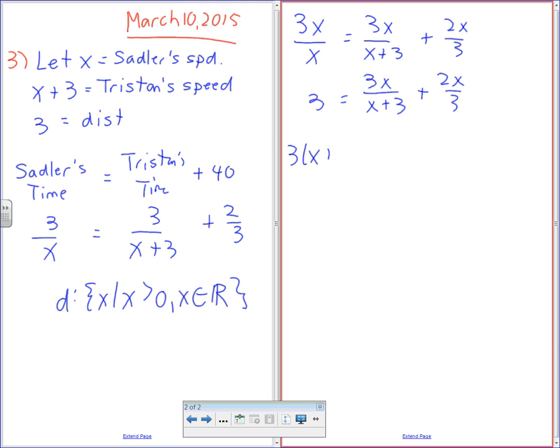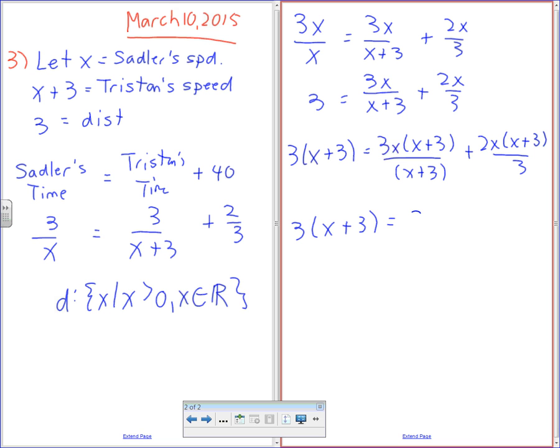3 bracket x plus 3 equals 3x bracket x plus 3 all over x plus 3 plus 2x(x plus 3) over 3. So as I said, that's 3(x plus 3) equals 3x plus 2x(x plus 3). This is an optional step, but what might be a good idea to do at this point?